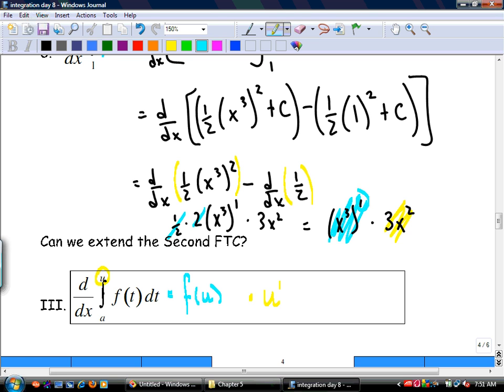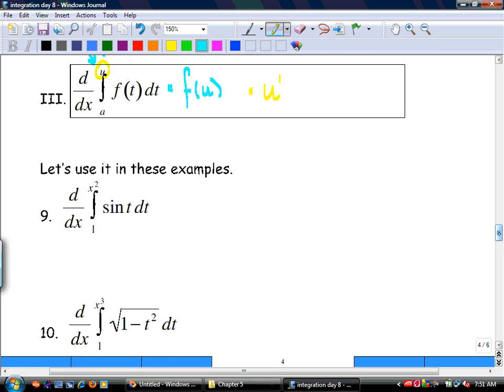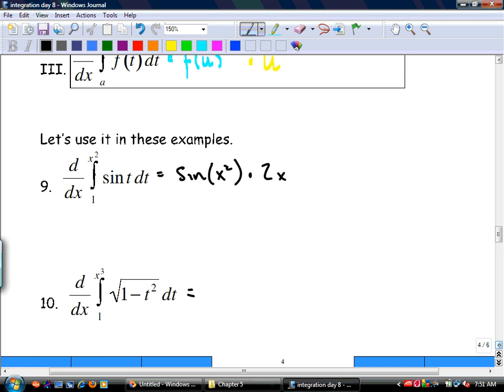Yeah? So when the upper bound of the integration is not just an x, if it's an x squared, or a sine, like an x squared, so it's going to be sine x squared times 2x. This one's going to be, this is the new function. So what's this one going to be?